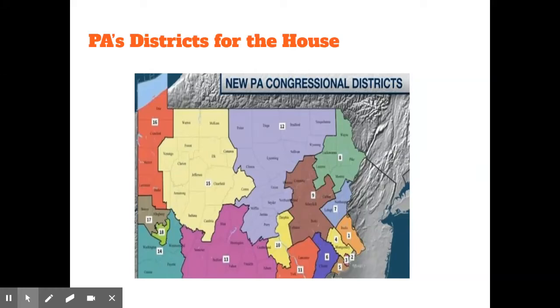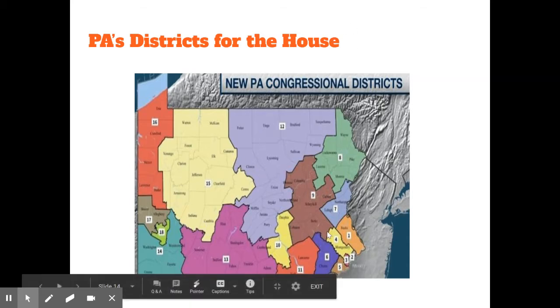Let's focus a bit on these districts that exist for the House of Representatives. So this is Pennsylvania's congressional district map. You'll see that Pennsylvania is cut up into all these different colors that are represented by numbers. That's the number of the district. Our district is District 4 down here in the yellow, which represents most of Montgomery County.